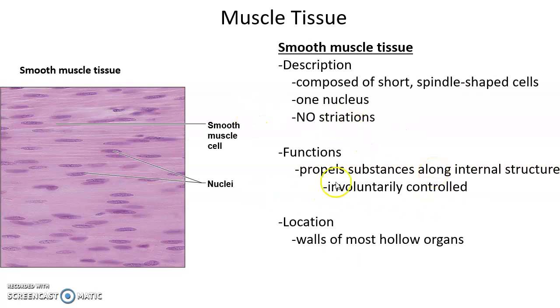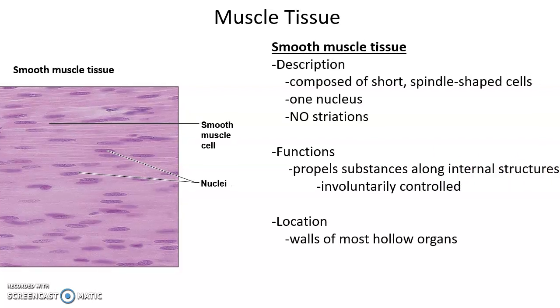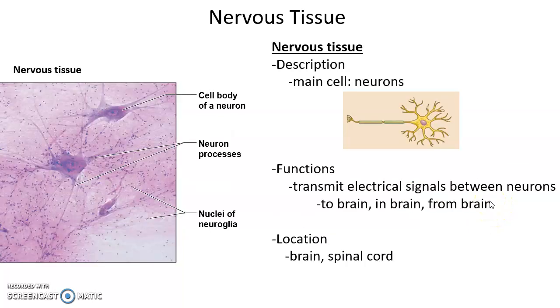Smooth muscle tissue. Smooth muscle tissue is made up of short, spindle-shaped cells. These cells have one nucleus per cell, and there is no striation. It's smooth muscle tissue because there's no striation. Smooth muscle tissue is found in the walls of most hollow organs like the stomach, the intestine, and the blood vessels, and it propels substances along the internal structure. And this is all involuntarily controlled. We don't have to think about it happening.